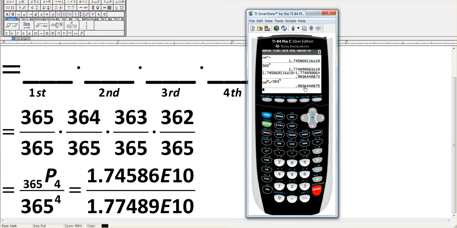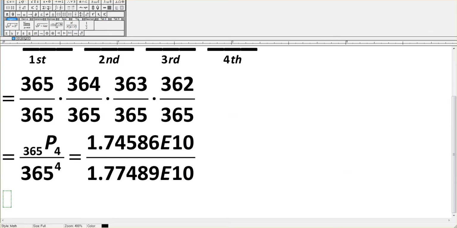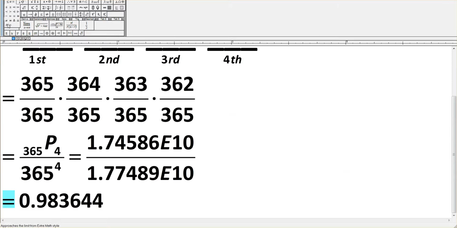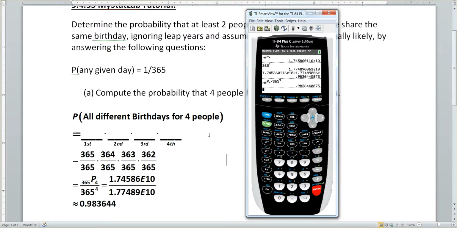So 0.983644. So that's my answer. Technically, it's an approximation, so I'll put a little squiggly equals, an approximation sign, with it. And there we have it.